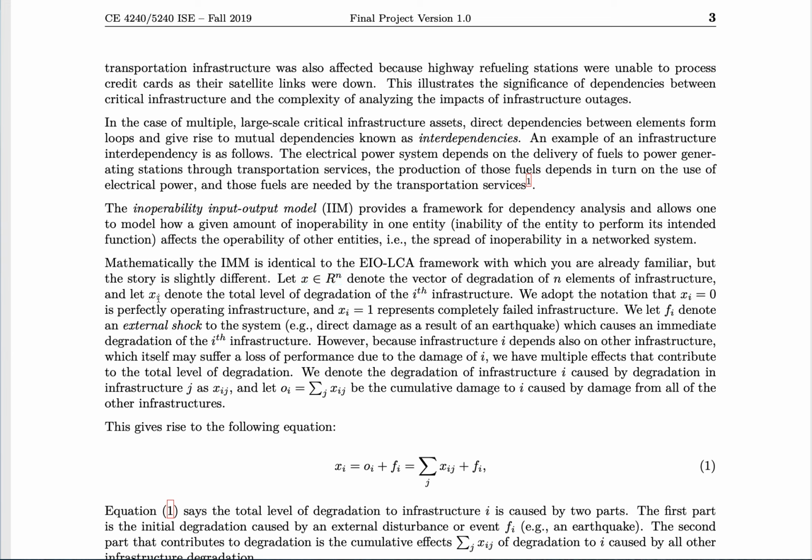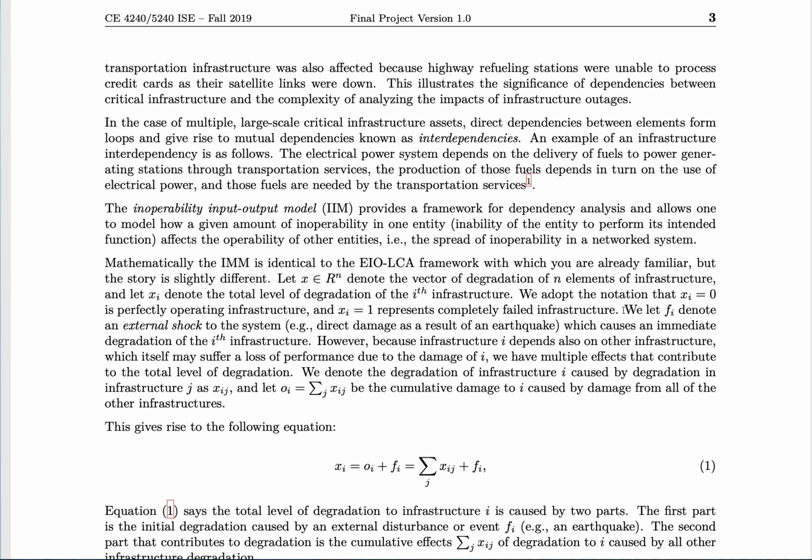Literally what xi means is the total level of degradation of that infrastructure. So if xi is equal to 0, it means that the infrastructure is completely operational. If instead xi is equal to 1, it means that infrastructure has completely failed, right? So xi equals 0, everybody's got power. Xi equals 1, no one has power. Okay, so xi is the total damage to the, in this case, i equals power infrastructure.